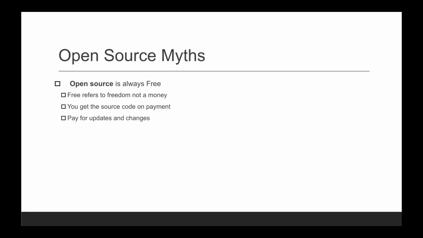Okay. Now let's check out some open source myths. The first is, as I already mentioned, open source is always free. No, it's not free. Free refers to freedom, not money. You get the source code on payment and pay for the updates and changes. It's quite possible that some open source products are actually used for free. But let's say if you want to make some changes or some update, then you may ask the developers of that particular open source project, and they will charge you something, and you just pay for the updates and changes. So open source is not always free.